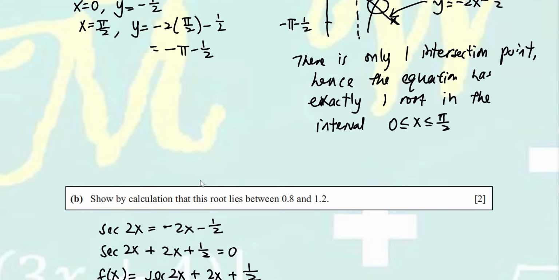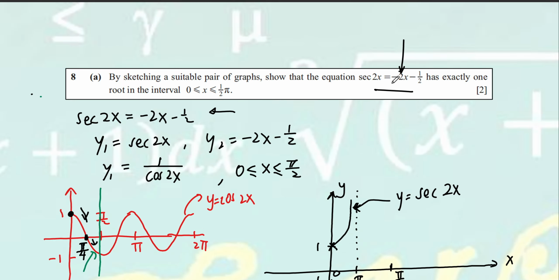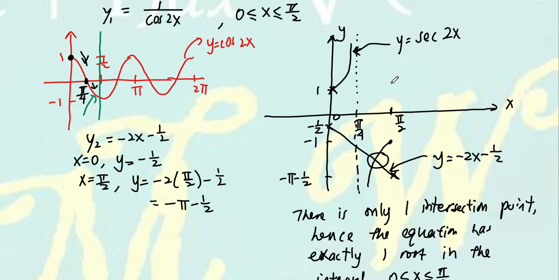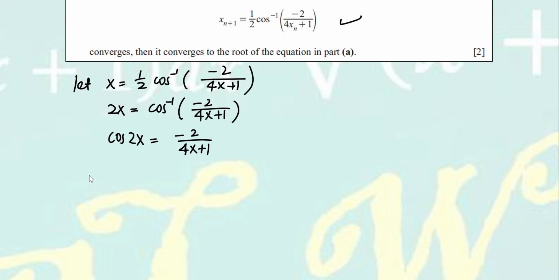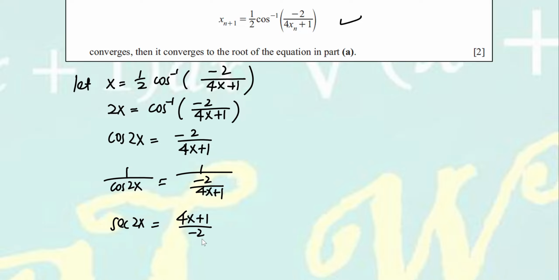And now, when you refer to the A, we need sec 2x. Sec 2x is basically 1 over cos 2x. So I will just take 1 over cos, using 1 over the left and right side. So 1 over cos 2x will be 1 over negative 2 over 4x plus 1, and then here will be sec 2x. This is 4x plus 1 over negative 2.